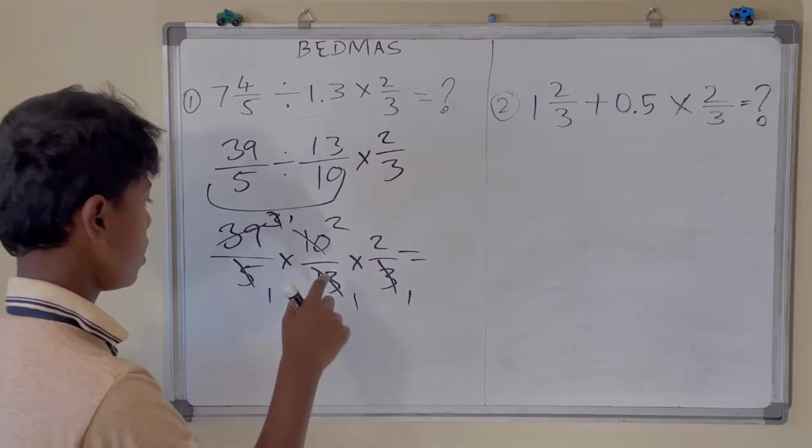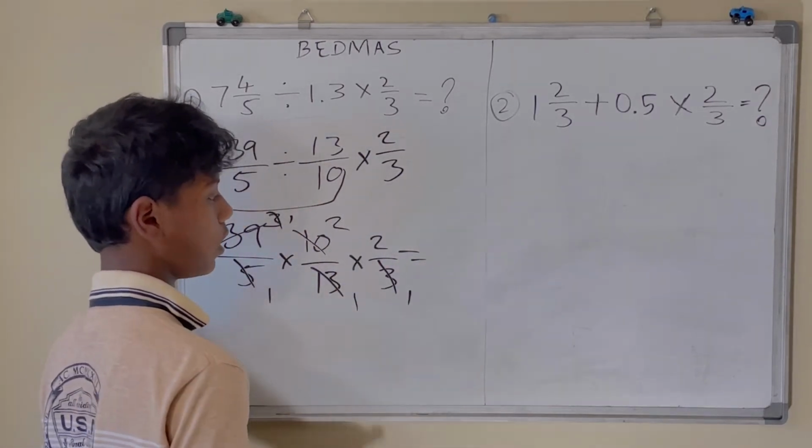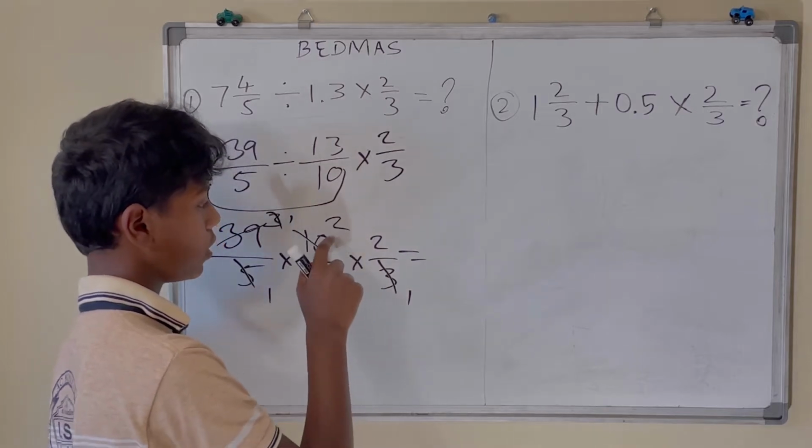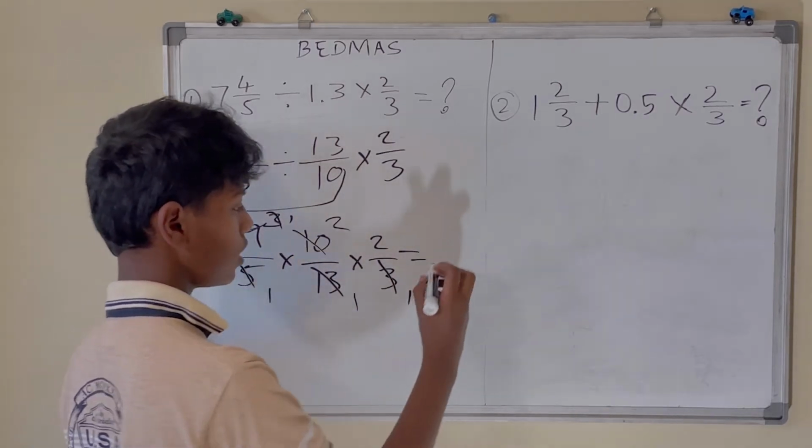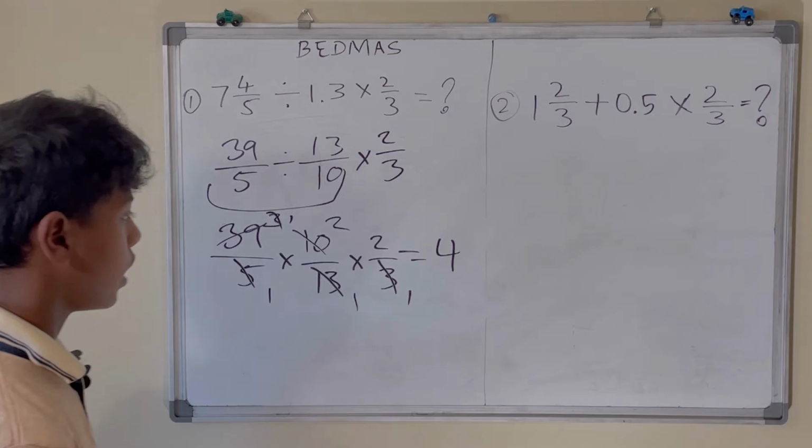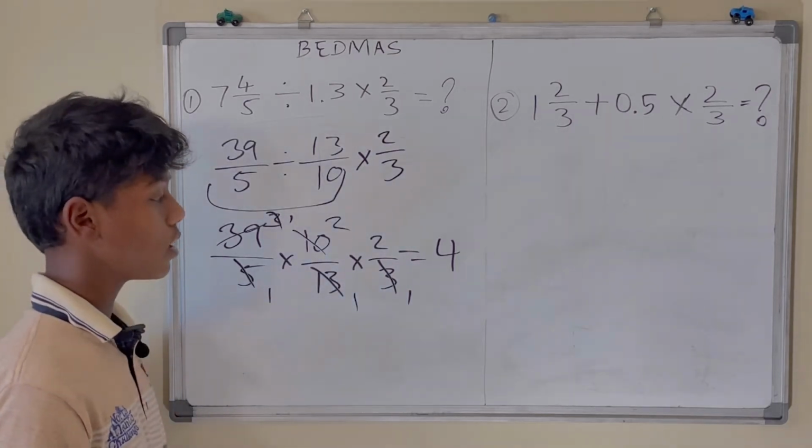So now we could just multiply it. We have all ones here. So whatever we multiply on the top, the whole number answer. So 2 times 2 times 1, it's 4. So that means our answer for this question is 4.